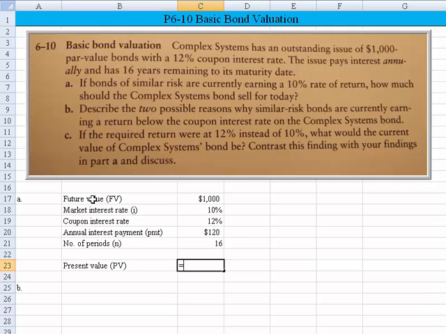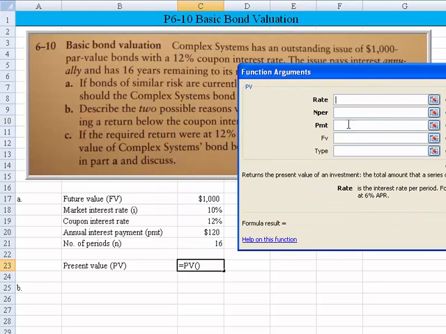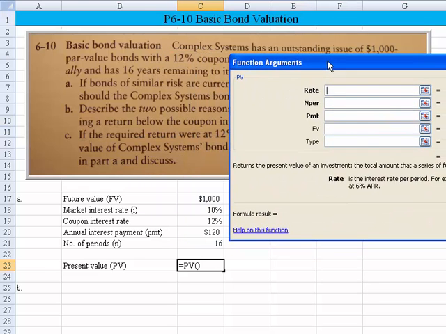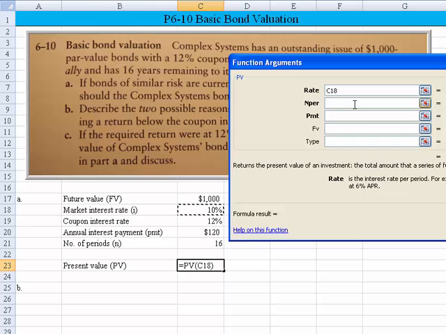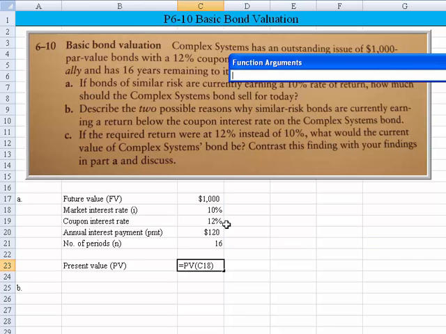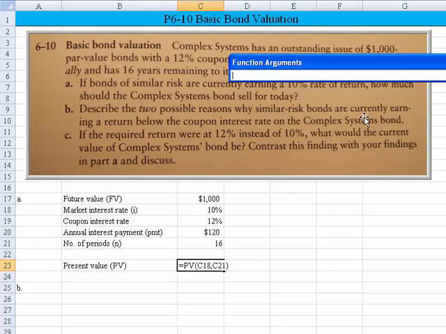And using Excel, we can say equal PV left paren. Now I'm going to go up to the formula bar, press the button. That was a little bit off of your screen, and then I'm going to use this little function arguments pop-up window that automatically comes up. The rate is the market interest rate. The number of periods, we've already defined that as the 16 years. The payment, that's the interest payment.